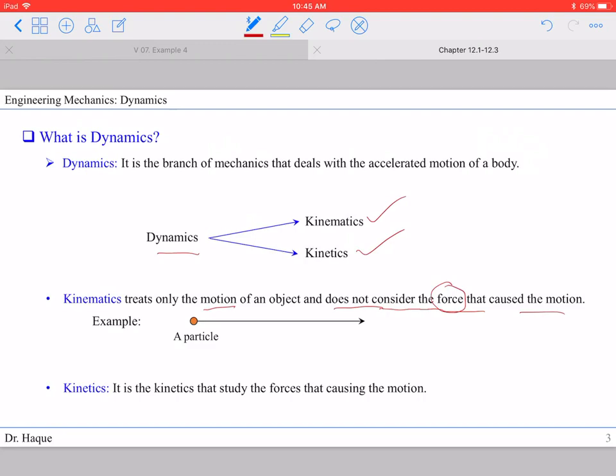For example, if I have a particle here, and it's moving along this x direction, and if I only consider the physical or geometrical position of the particle, for example, position, displacement, velocity, or acceleration, then it is called kinematics. But if we do consider the force that is causing the motion, then we call it kinetics.